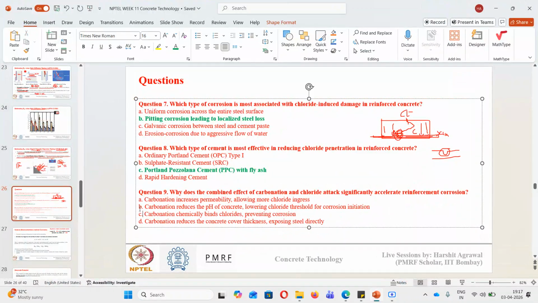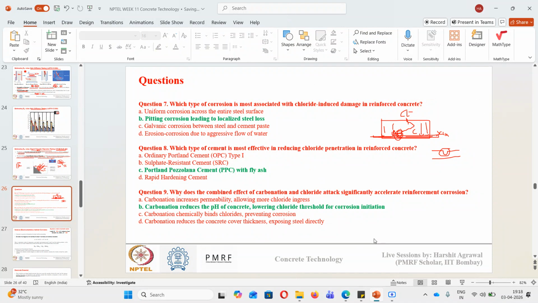Yes, the correct answer is B. So what is happening? Carbonation reduces the pH of concrete. Once the pH of concrete reduces, the passive layer becomes thinner, and as the passive layer becomes thin, the critical chloride threshold will also decrease. So at a smaller quantity of chloride ions itself, the corrosion can initiate at the steel surface. This is how the combined effect of carbonation and chloride can significantly accelerate reinforcement corrosion.